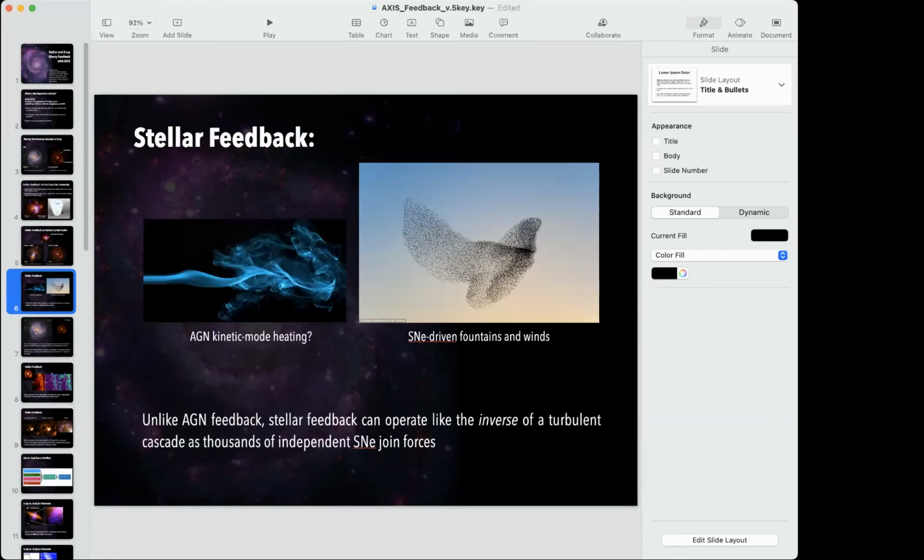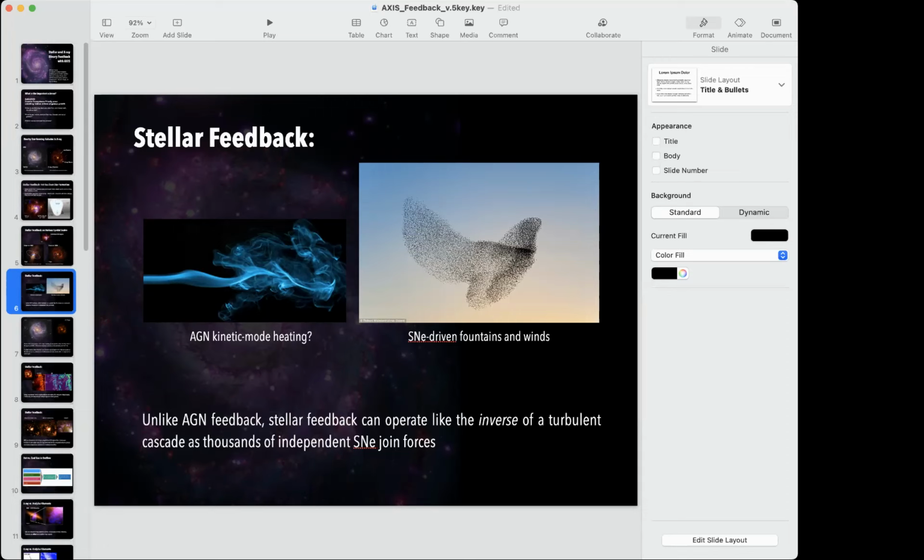But this slide illustrates the difference in how AGN and stellar feedback operate. The left picture is smoke coming from a cigarette representing AGN feedback, meaning one dominant source is creating an outflow, and we can try to trace back from the outflow material to get information like the energy and momentum of the single source AGN.